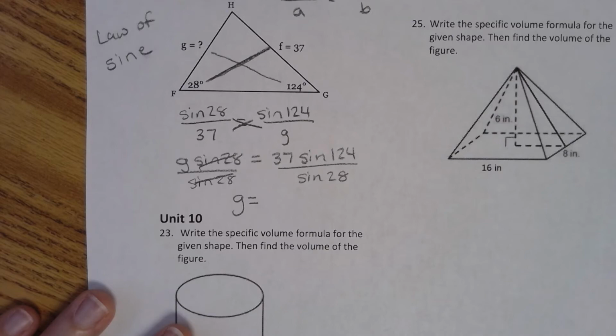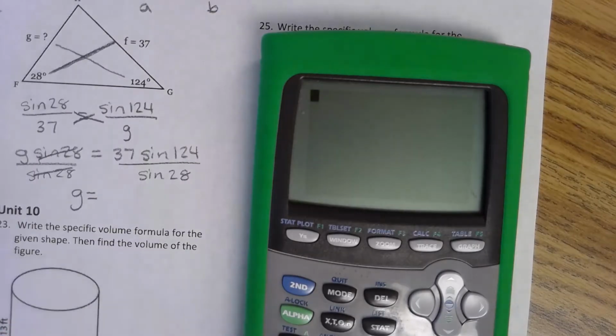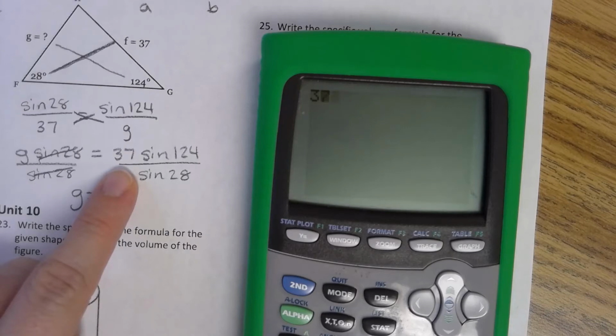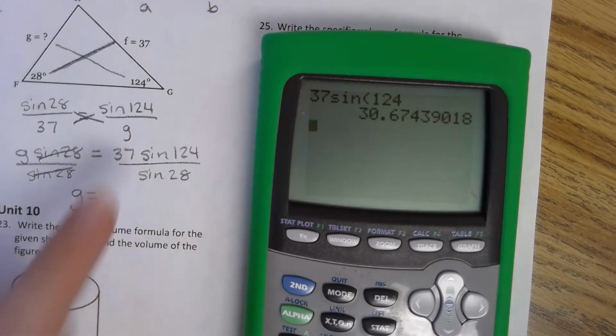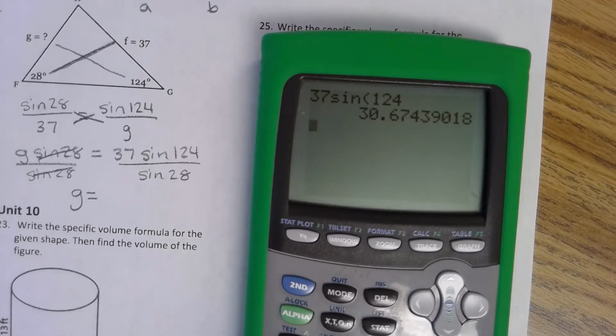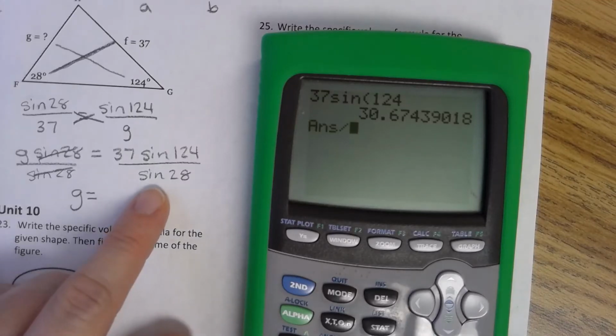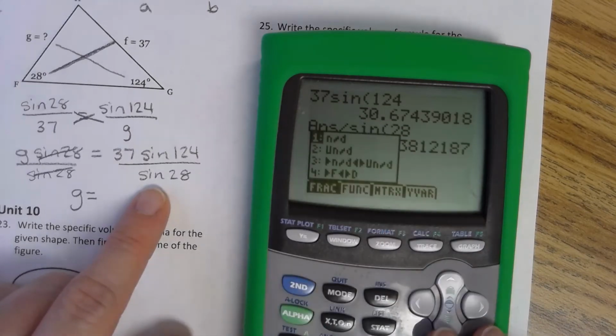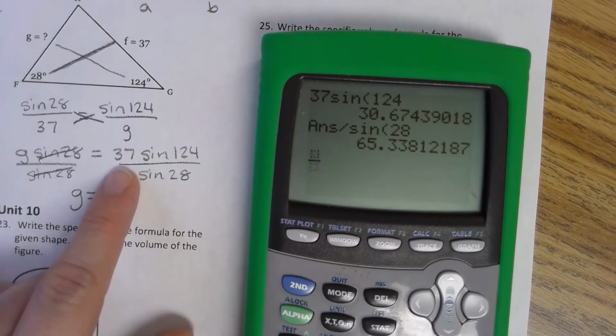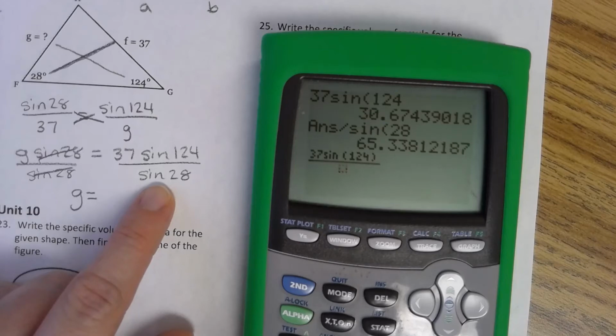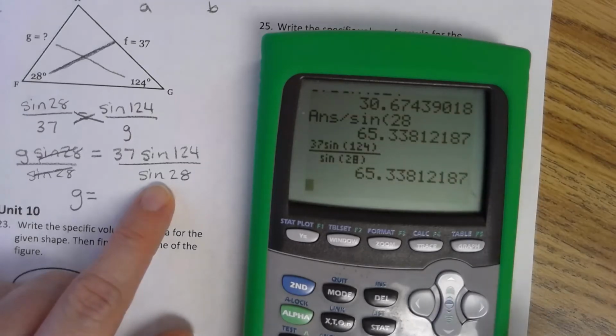So one way to do this is you can use alpha y equals, or I really like to just say 37 sine of 124, press enter so you're telling the calculator that's grouped together. Then I want to divide by sine of 28. So you can do it that way, piece by piece, or alpha y equals, and just type it all in at once. 37 sine of 124, divide that by sine of 28. And notice they do give you the same, so whatever you prefer.